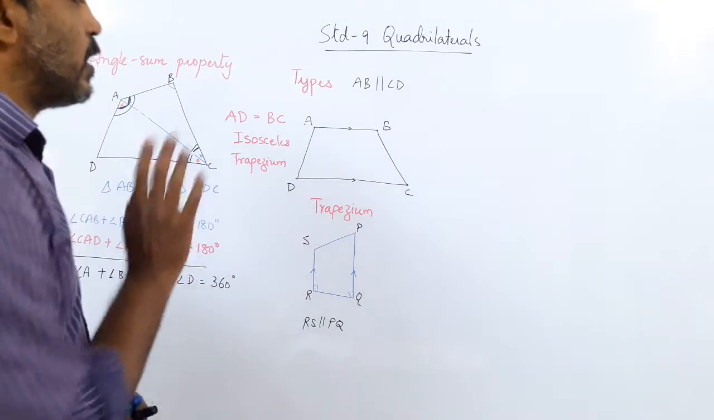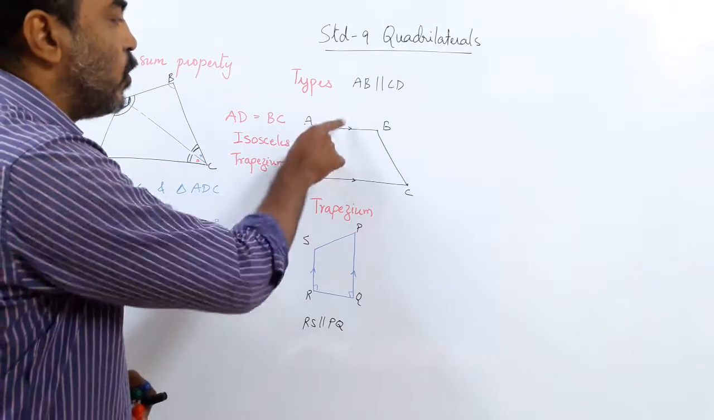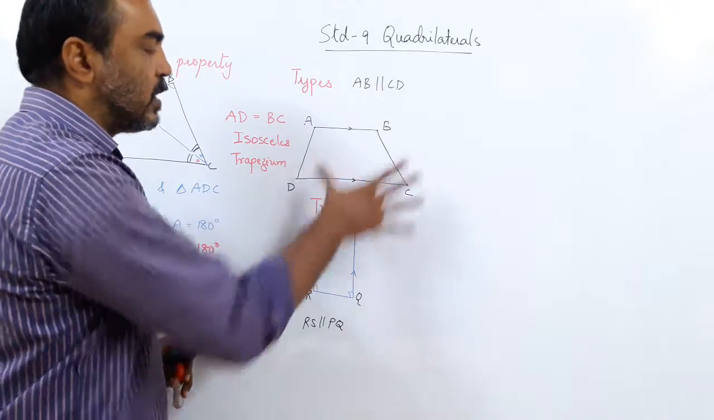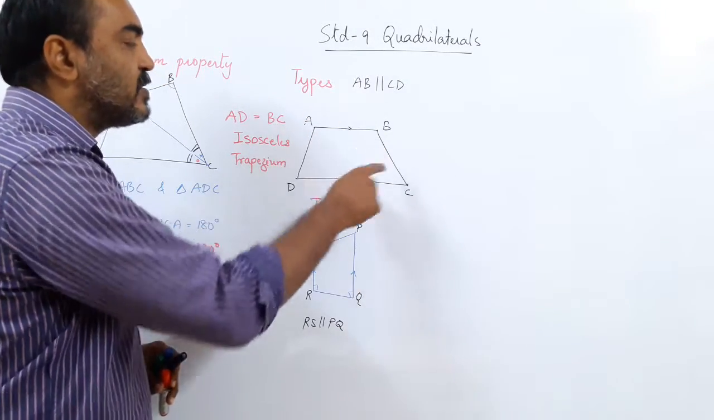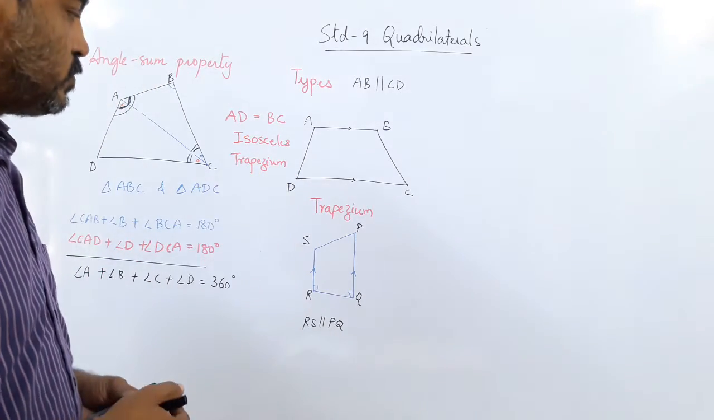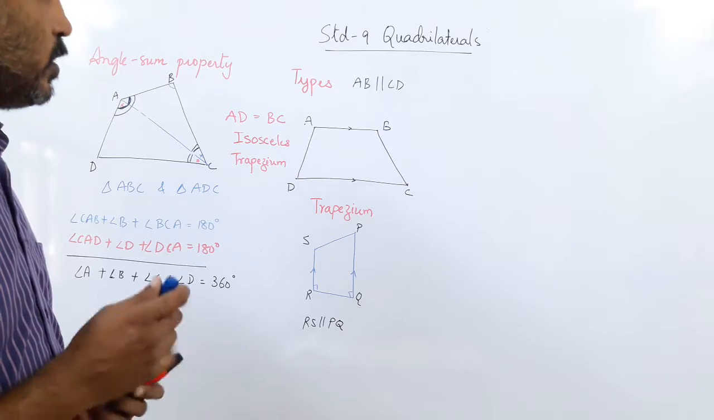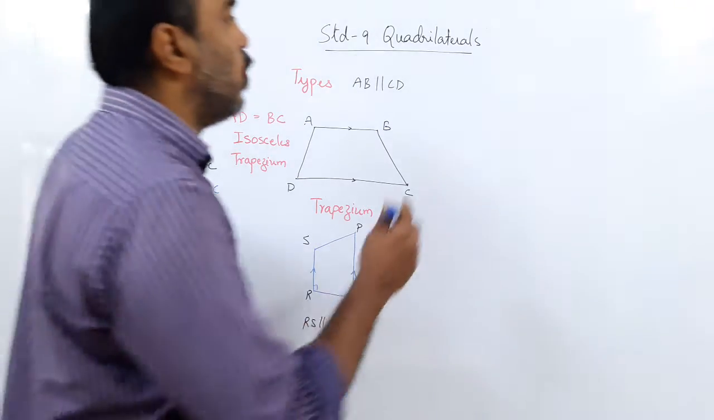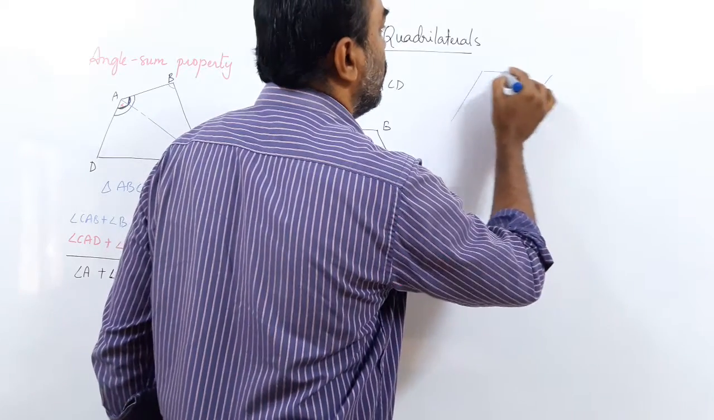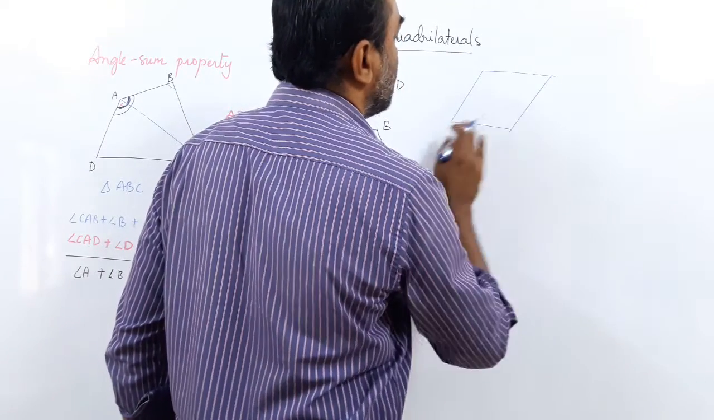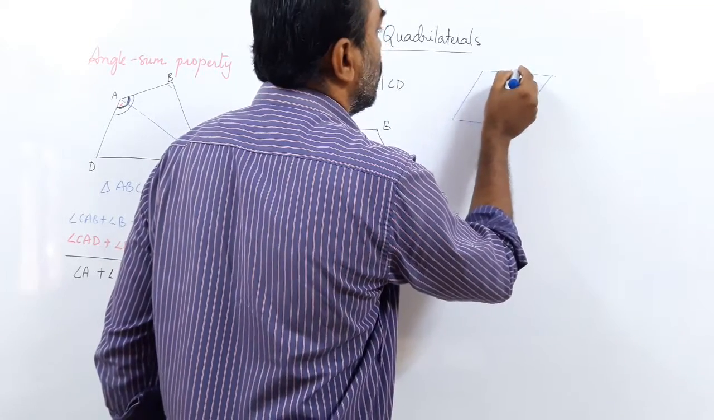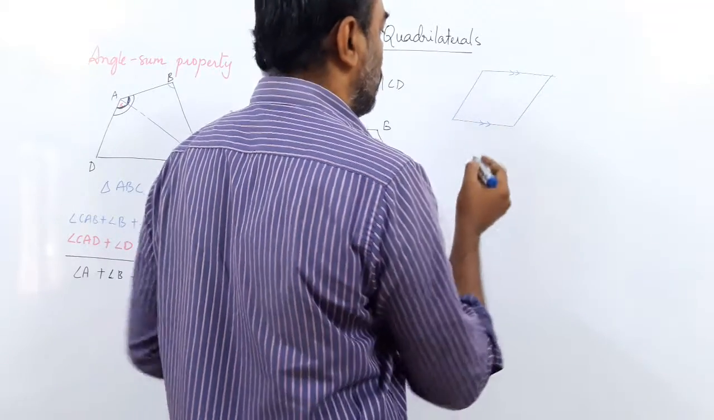So a trapezium is generally a quadrilateral in which one pair of opposite sides is parallel. But you know nothing about the non-parallel sides, so it is a trapezium. But if the non-parallel sides are equal, it is called an isosceles trapezium. So that is condition 1. Now condition 2. What if not one but both pairs of opposite sides are parallel? What if they both are parallel?